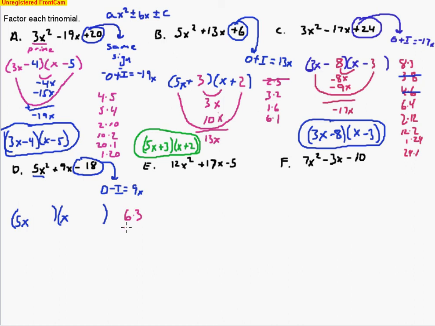So that would also be a 3 and a 6. We have a 2 and a 9, 9 and a 2, and we have a 1 and an 18, and an 18 and 1. So not as many options here, but let's try this one. 6 and 3.